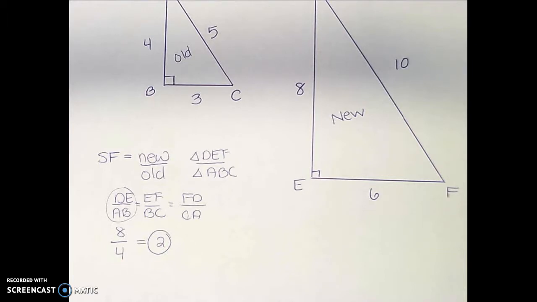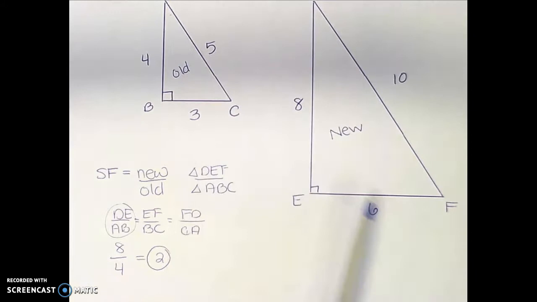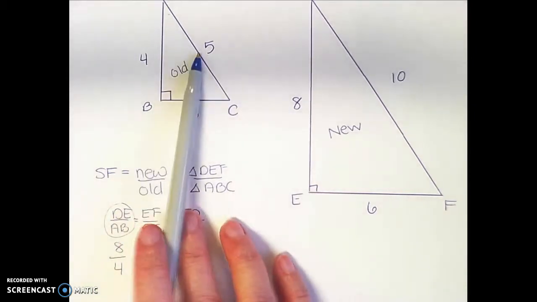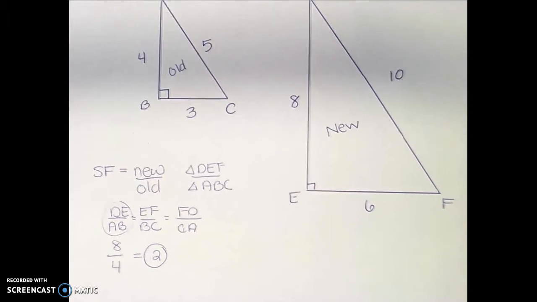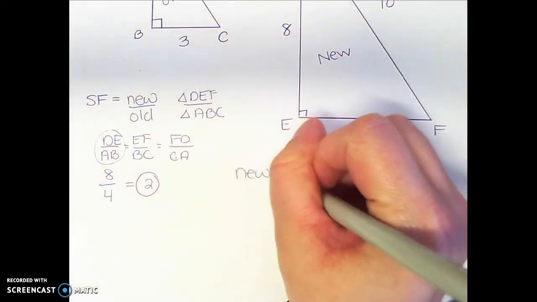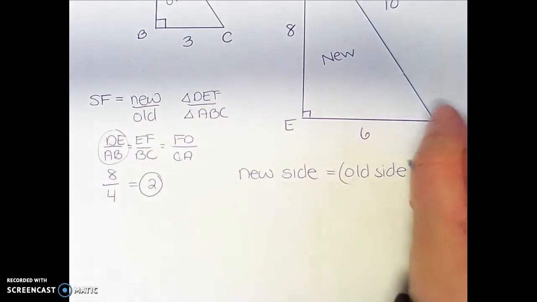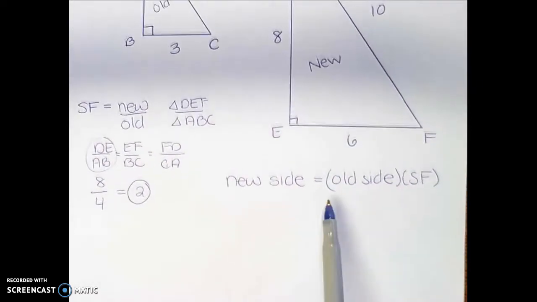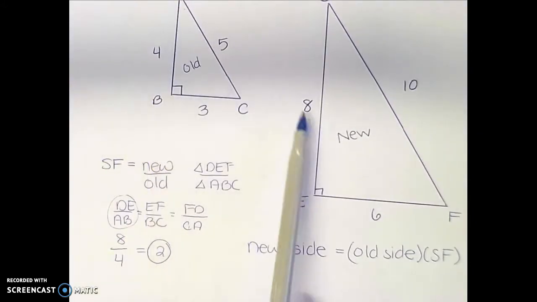Now, you guys need to understand what a scale factor is. A scale factor is whatever number we multiply to get from an old side to a new side. To get from 3 to 6, we multiply by 2. From 4 to 8, we multiply by 2. To get from 5 to 10, we multiply by 2. That's what a scale factor is. So when I need to find a new side length, a new side is equal to an old side times the scale factor. That's what I just did. Old side 3 times 2 is the new side. Old side 4 times 2 is the new side, and so on.